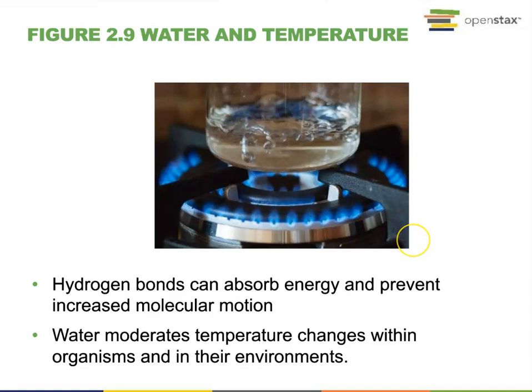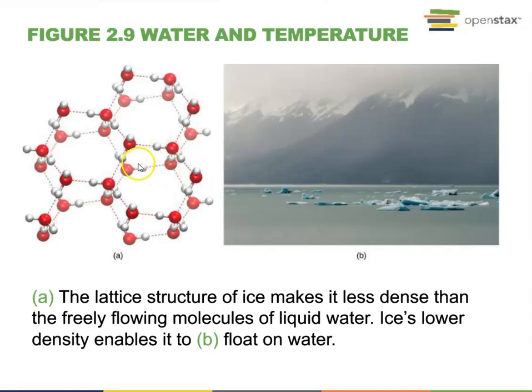Hydrogen bonds that link the water molecules can absorb energy and prevent increased molecular motion. With that feature, water can moderate temperature changes within organisms and in their environment. The density of the water can also change. When the temperature goes extremely low, the water molecule structures will change into a less dense form, and this is called ice. The ice often floats on the surface of the water, forming a protection layer. Therefore, the living organisms underneath the ice can still stay alive.